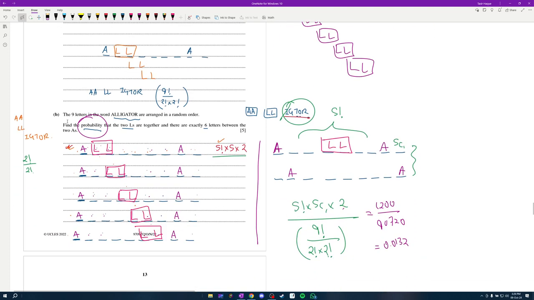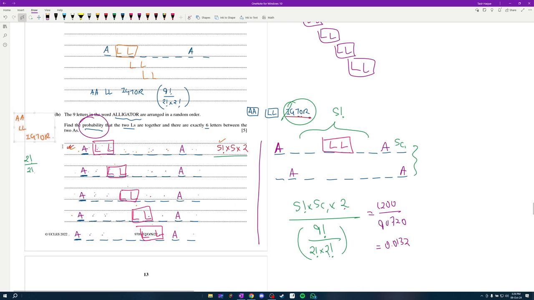Next, the 9 letters in the word alligator are arranged in a random order. Find the probability that the 2 L's are together and there are exactly 6 letters between the 2 A's. Firstly, this is a very complicated sum, because it's probability, and it consists of 5 marks.